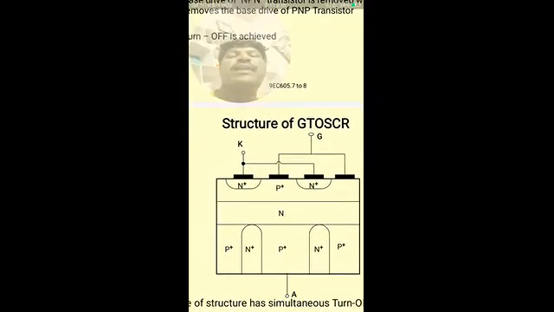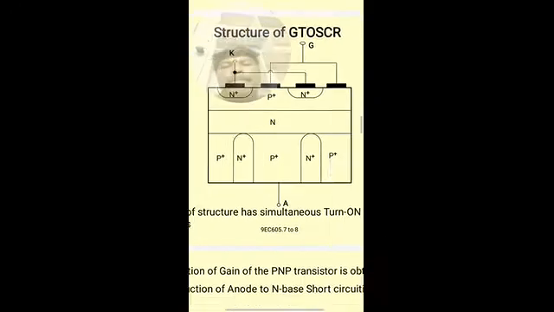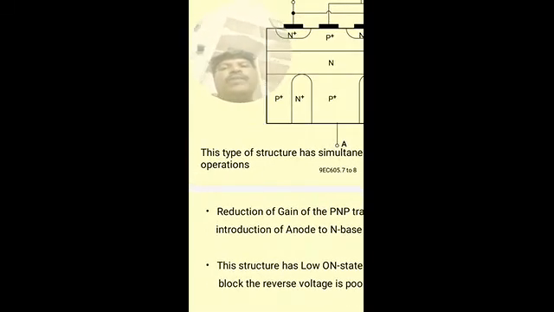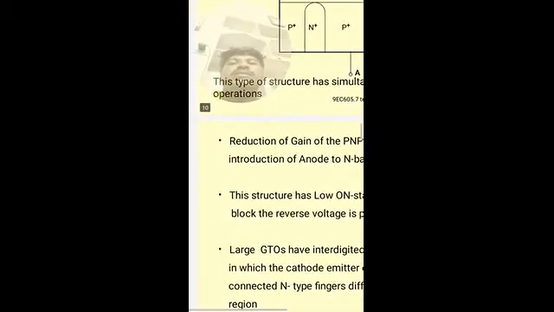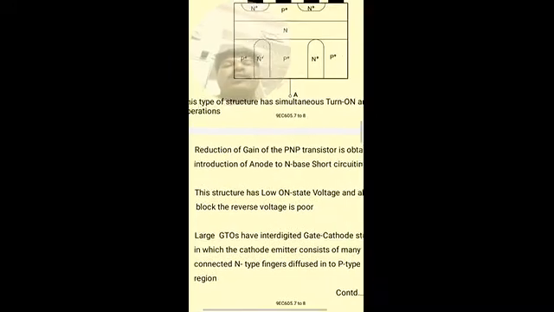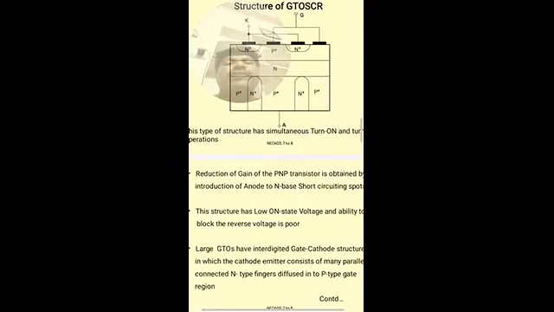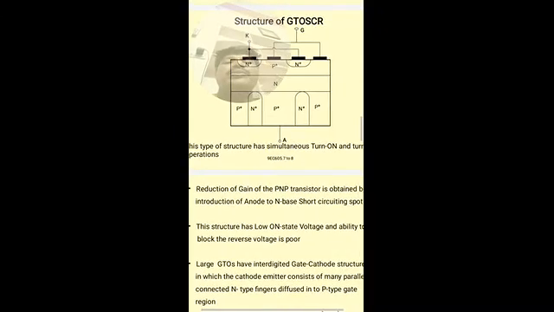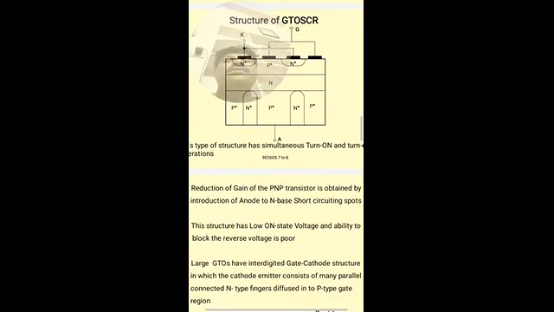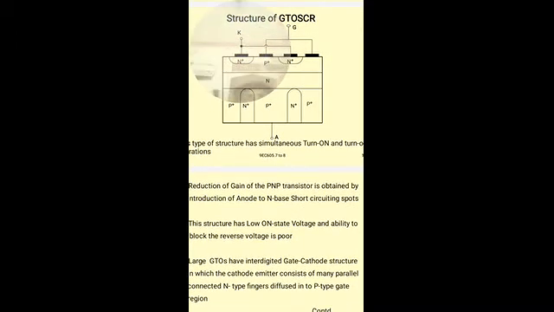Structure: this is the structure of GTO SCR. This type of structure has simultaneous turn on and turn off operations. The reduction of gain of the PNP transistor is obtained by the introduction of anode to N base short circuiting spots, with N plus regions.